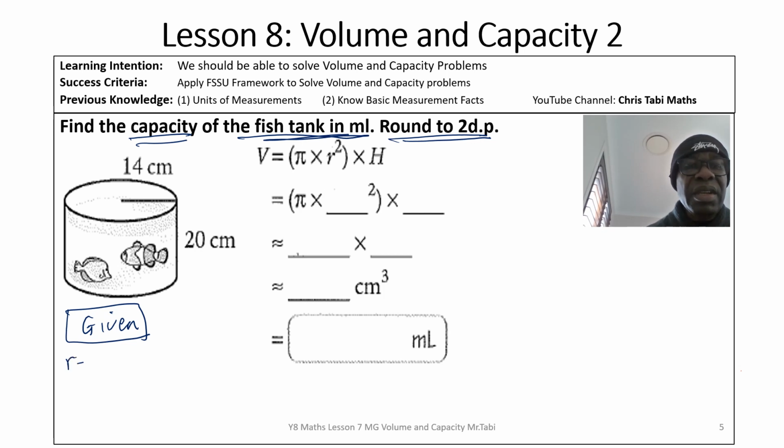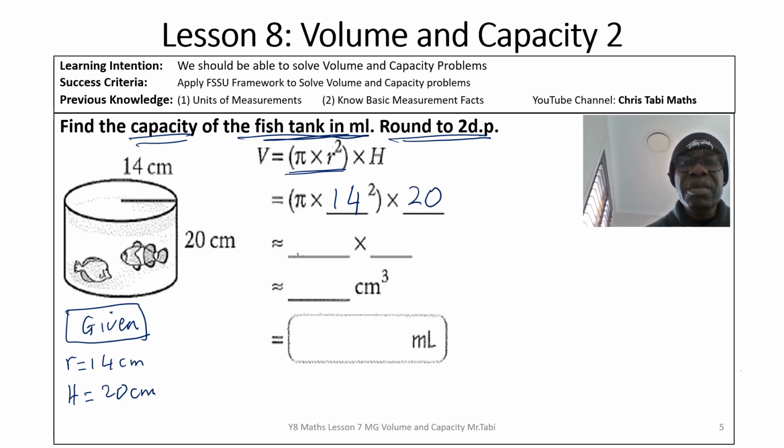Well, we know the radius equals 14 centimeters. And we know the height h is equal to 20 centimeters. So the area of this fish tank is circular. So the cross-sectional area is giving us pi r squared because it's a circle. Now, because r is 14, we have pi times 14 squared multiplied by 20.